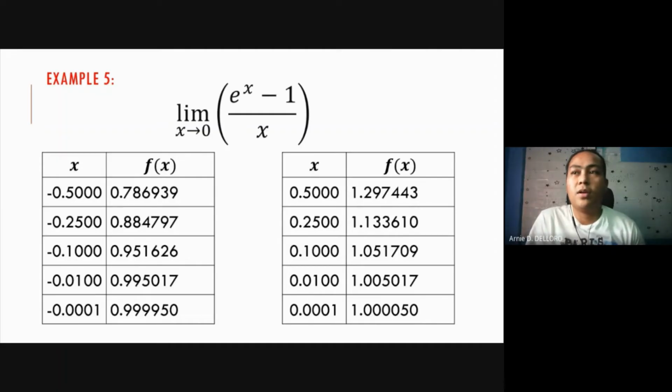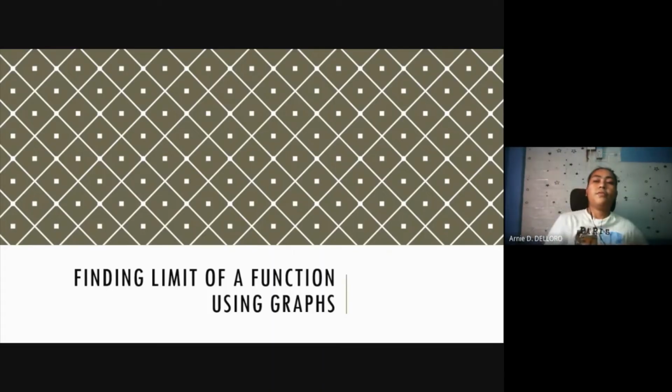So, andito na yung table. Sorry. So, in this case, the limit of the function e raised to x minus 1 all over x as x approaches 0 is equal to 1. So, tandaan nyo din to, kasi this is one of the formulas that we will be giving you as we progress with the discussions. Okay? If you have any questions, okay, feel free to comment down below. Okay? Sige, let's have the finding the limit of a function using graphs.